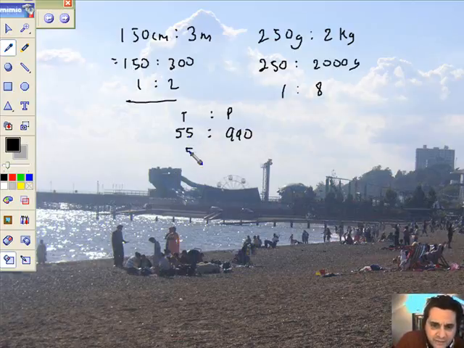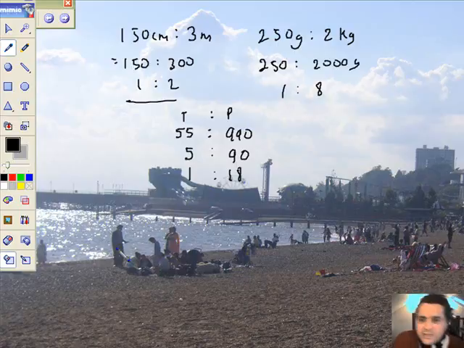11 goes into 55 5 times. 11 goes into 99 9 times. That's 90. I can go further still. 5 goes into 5 once. 5 goes into 90 a few times. 18, I believe. So 5 18s, 50 plus 40 makes 90. So one teacher for every 18 pupils. Done.